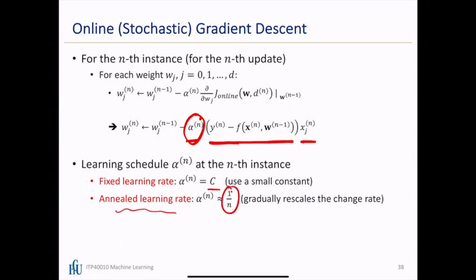So by setting alpha according to n, if you set alpha to 1 over n, at the beginning of the algorithm, it's going to be 1, 1 over 2, 1 over 3, and so on. So the effect of each observation is big at the beginning, but it is getting lower and lower. And if you look at the (n minus 1)th instance, the effect is 1 over n minus 1. And eventually for the last instance, the effect on the model is only 1 over n. So you're lowering the effect of each instance. That is the idea of the annealed learning rate.